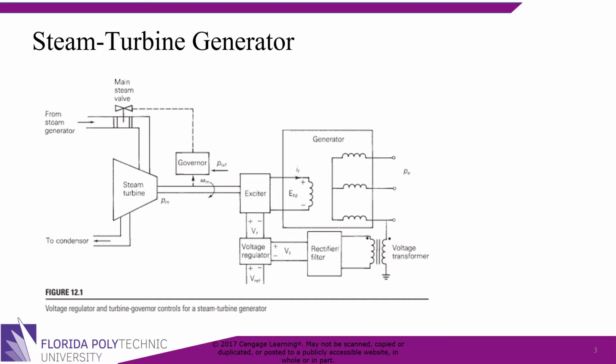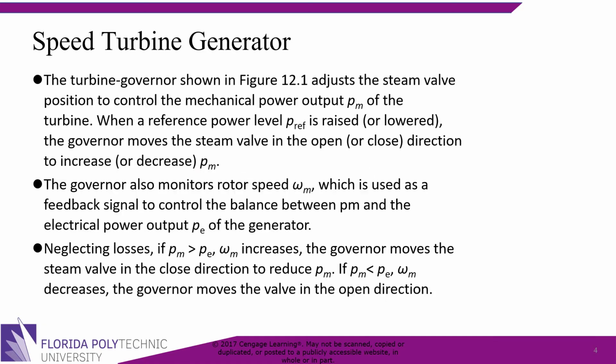The governor also monitors rotor speed omega m, which is used as a feedback signal to control the balance between PM and the electrical power output PE of the generator. Neglecting losses, if PM is greater than PE, omega m increases. The governor moves the steam valve in the closed direction to reduce PM. Similarly, if PM is less than PE, omega m decreases. The governor moves the valve in the open direction.